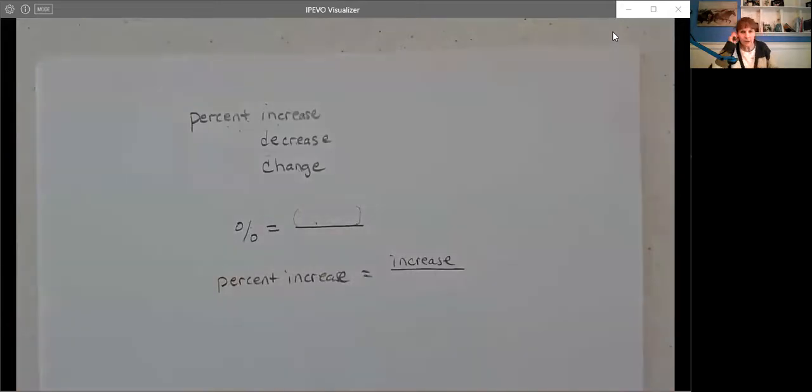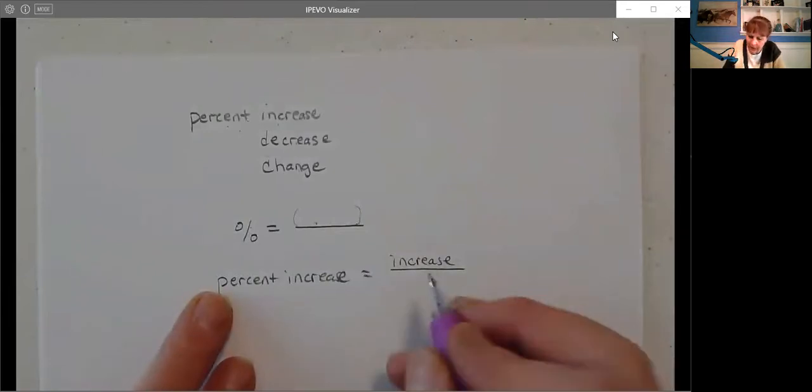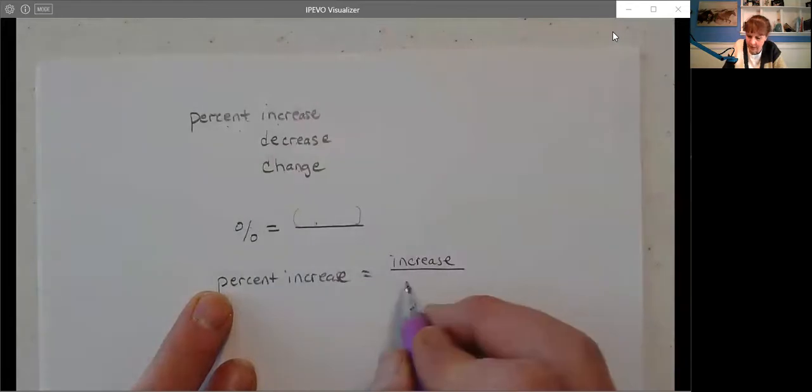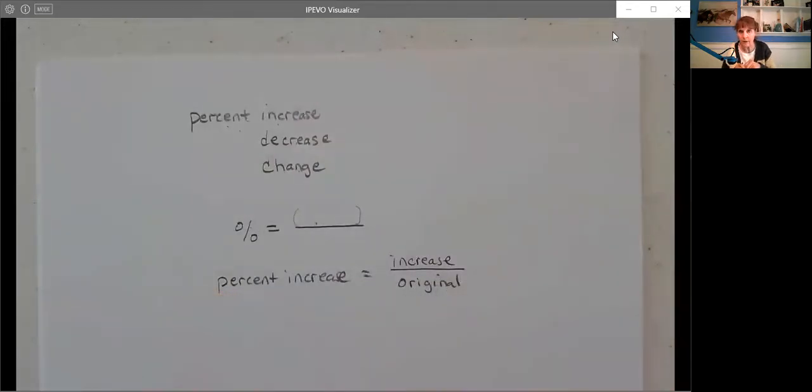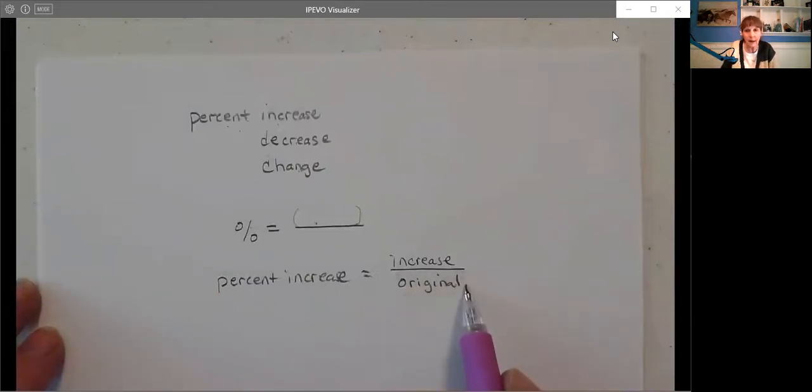over. Now here, rather than divide by the total, you know, when you look at these problems, you'll understand there's really no total given. What we divide by in all of these is the original, is what you started with. If you went from 10 to 30, you would divide by the 10. If you went from 100 to 200, you would divide by the 100. So this right here is our original amount. This is how much of an increase.